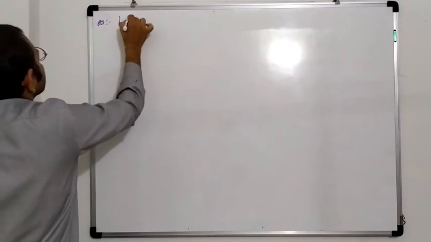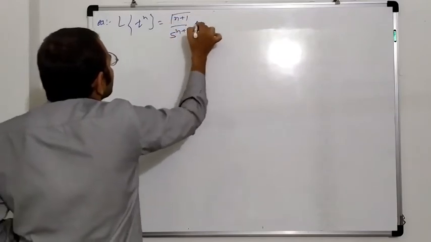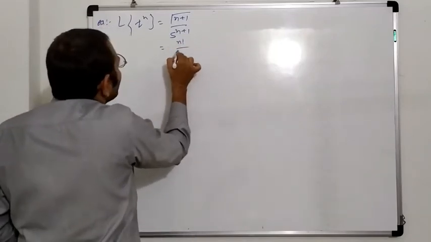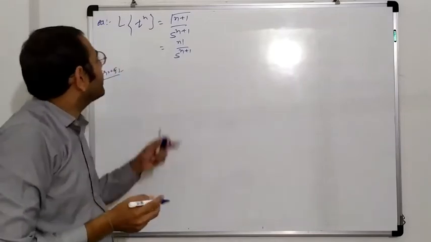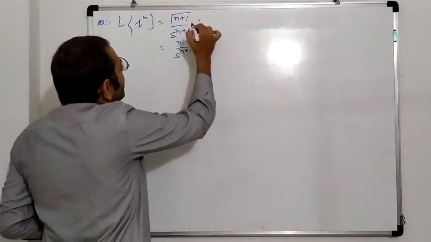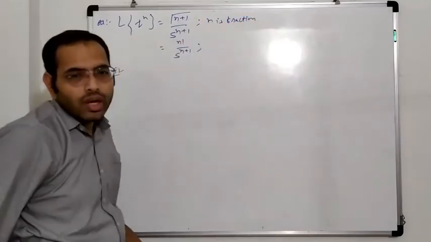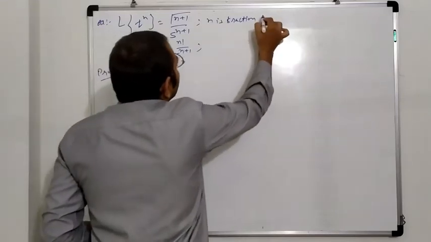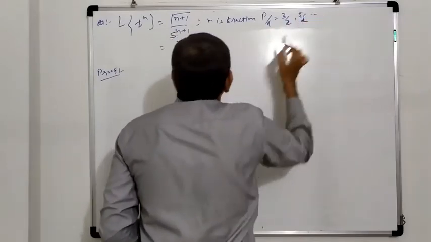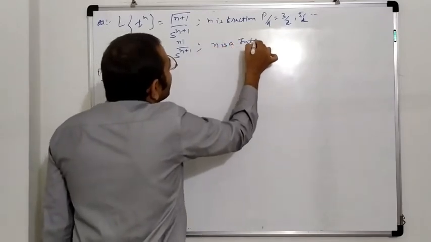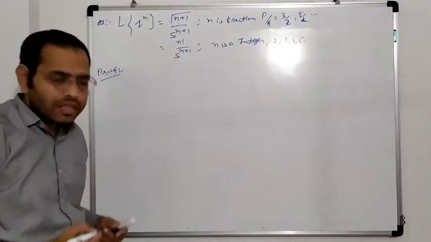Next elementary function, that is Laplace of t raised to n, that is gamma n plus 1 upon s raised to n plus 1 and n factorial upon s raised to n plus 1. First of all, in this formula we have two formulas. If n is fractional, then we use the gamma function formula. Fractional means in p by q form, for example 3 by 2, 5 by 2, etc. If n is an integer value, meaning 2, 3, 4, 5, etc., then we use the second formula.